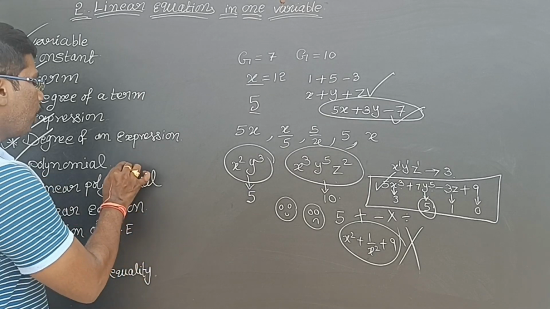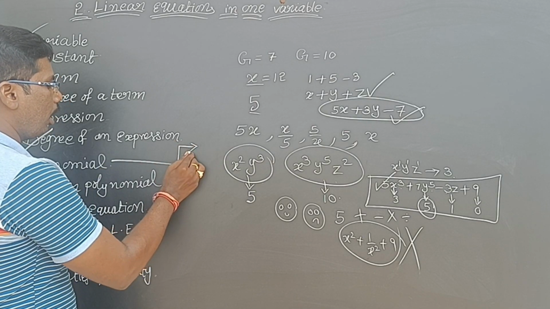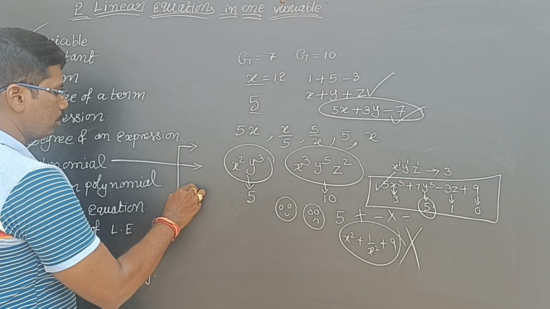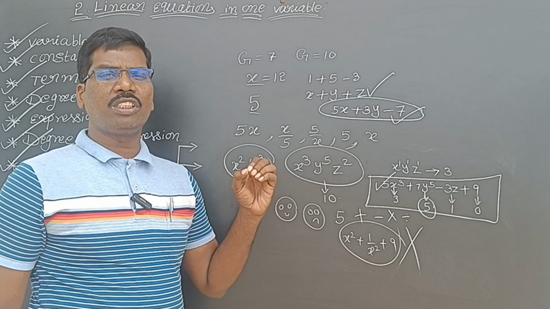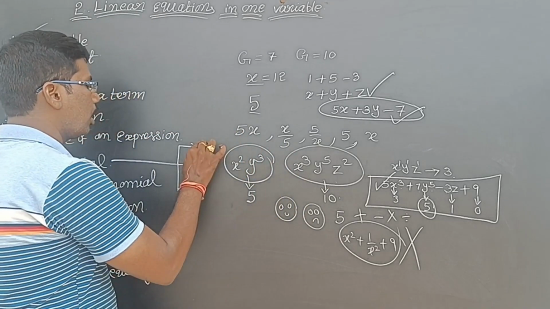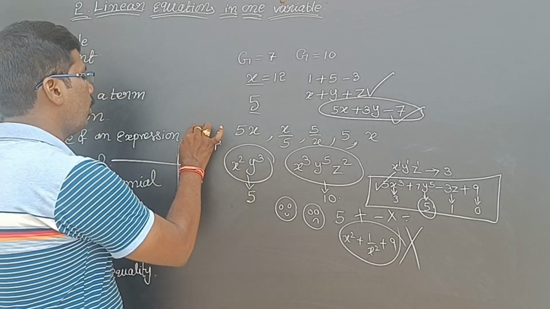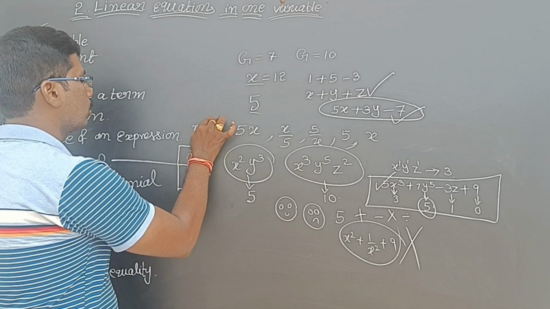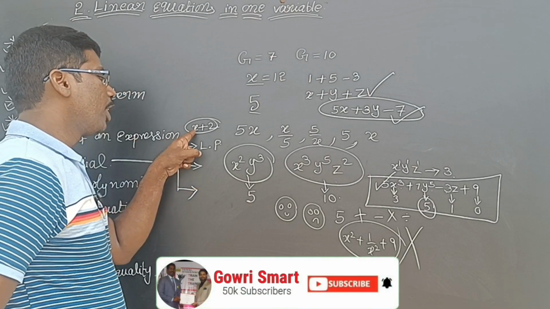Next. Now if you observe, polynomials are of three types. If a polynomial has degree 1, that is called a linear polynomial. For example, x plus 2 is a linear polynomial in one variable.